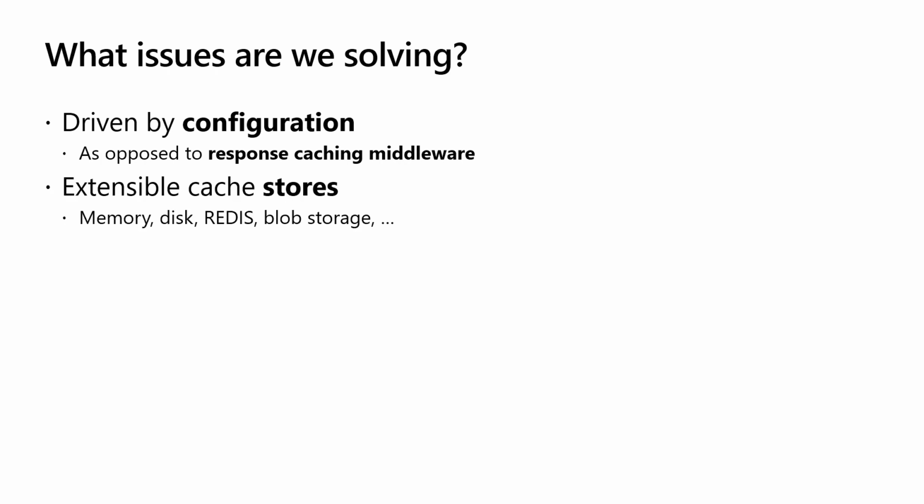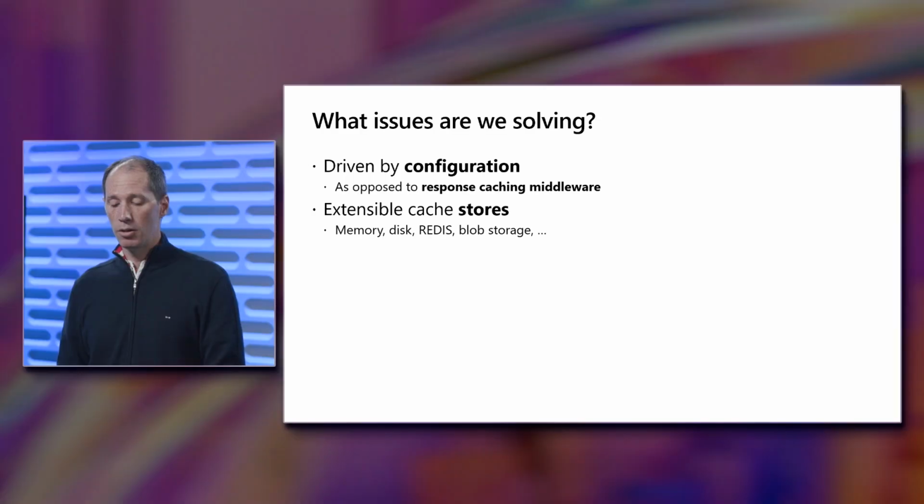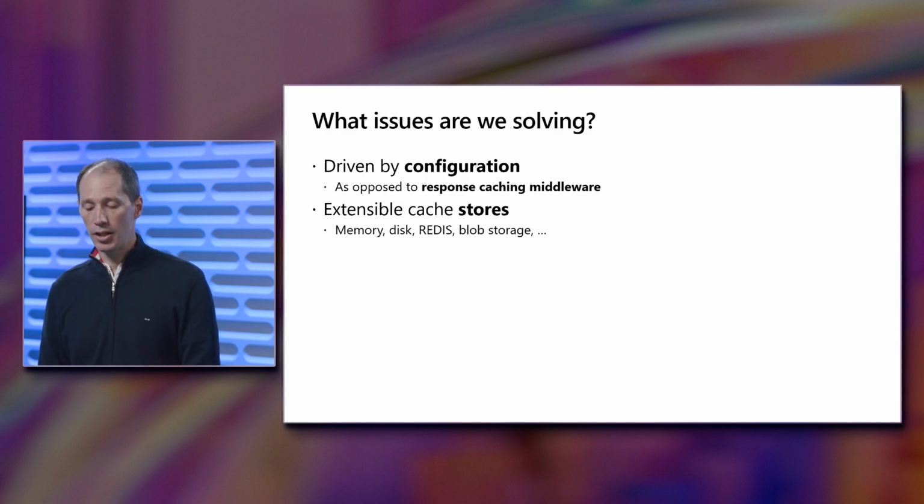Another thing that response caching doesn't provide is the ability to store somewhere other than the memory. Right now, you can only store something in the memory with response caching, which means you might be limited in terms of available memory, but you might also not be able to share your cache across instances in case you want to scale out your application.